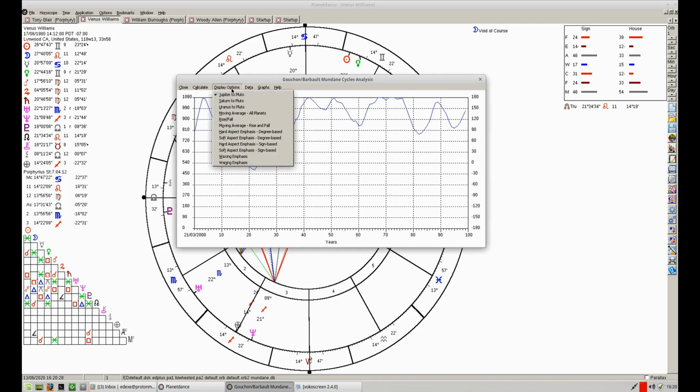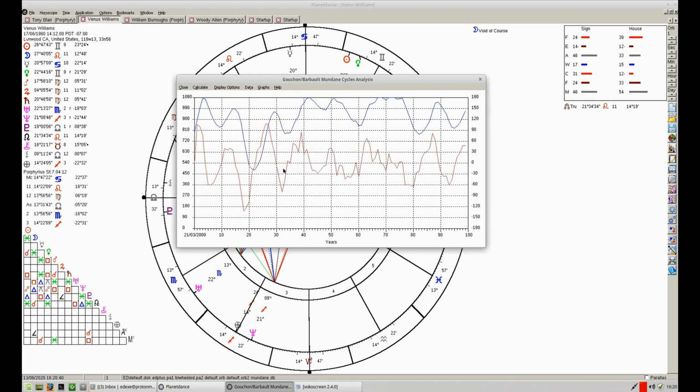You can also display a second curve that was developed by Barbault in his latter work. This looks at the annual rise and fall of the phase differences from 1 year to the next. And again you see this falling, rising graph. This line here is the sum of the differences in the phase relationships between the 5 planets, Jupiter through Pluto.